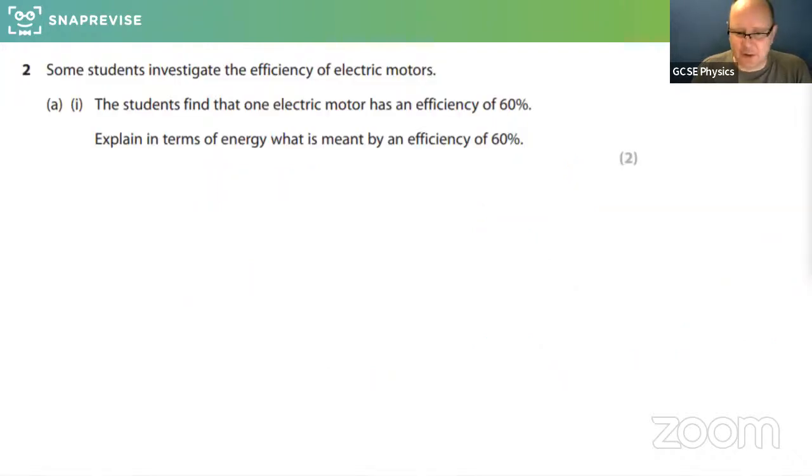Okay, let's have a look at another couple of exam questions. Here we've got an example from Edexcel. This is a higher level Edexcel question from the old spec. Some students investigate the efficiency of electric motors. The students find that one electric motor has an efficiency of 60%. Explain in terms of energy what is meant by an efficiency of 60%.